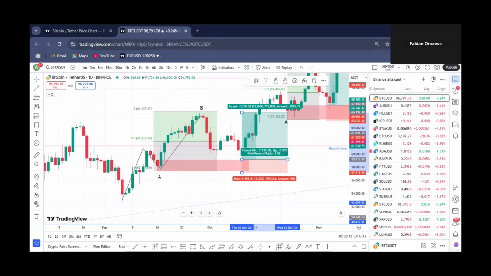Your point B, would it be on the tail of the last candle, the most recent candle, right? Yes, when it immediately starts reversing. Yes, you are right.